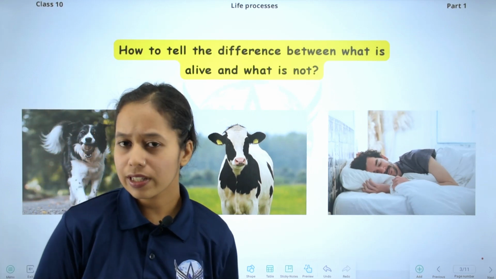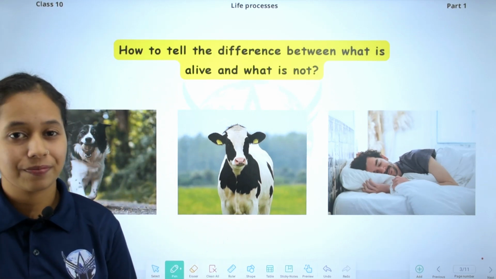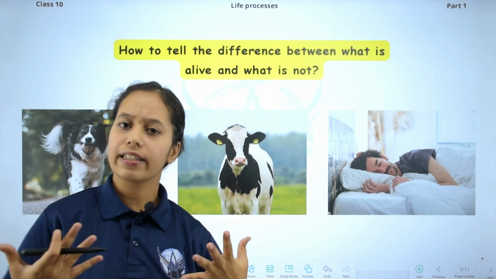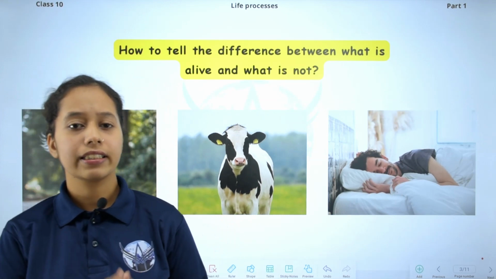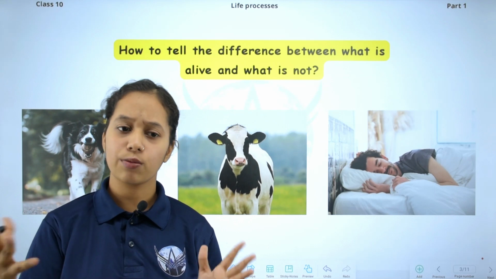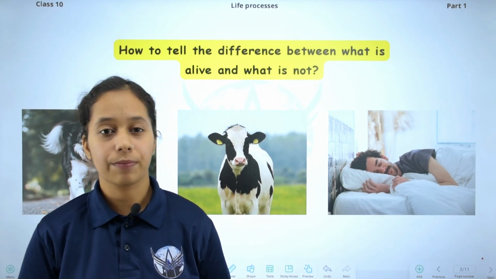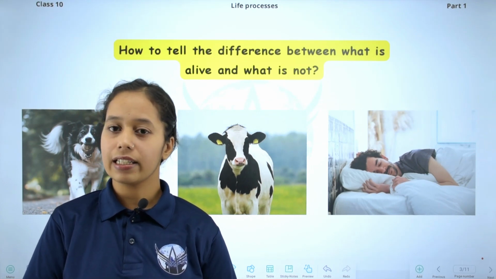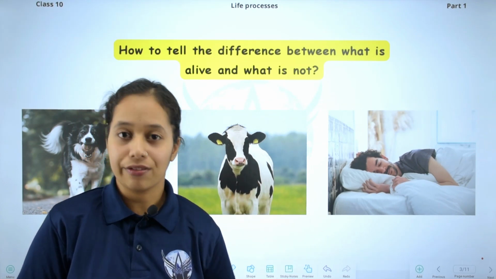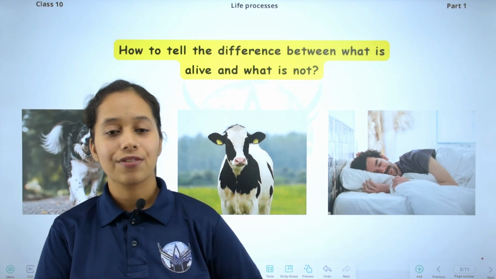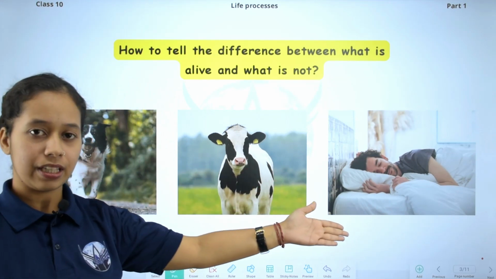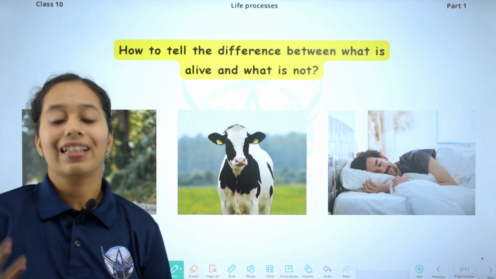But how can we say that they are living? How do we know that they are living? You see, living beings are living, that's why we call them living beings. But how can we say that they are living? Then one might say that ma'am, they are living because they are alive. Yes, that's very true, that's very correct. All of these three, in fact, living beings, are alive.